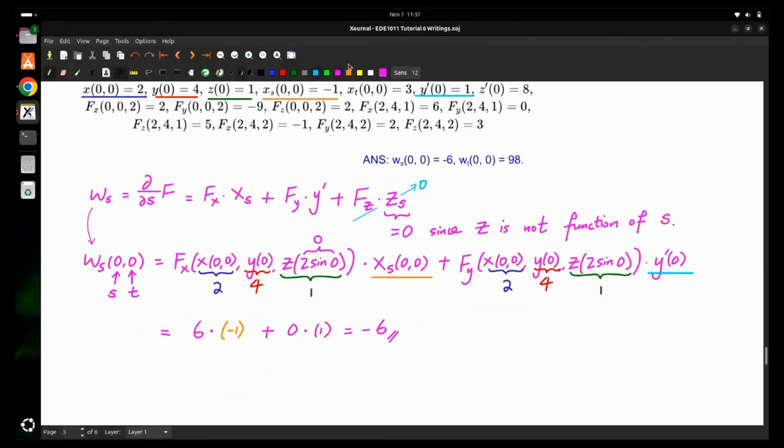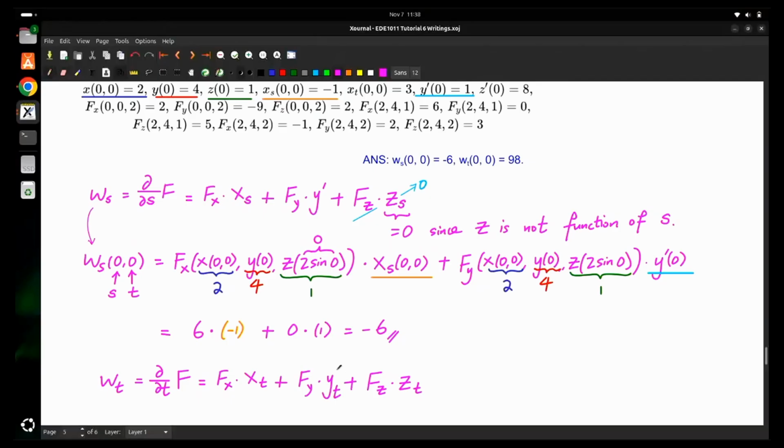W sub T? W sub T is just del T on F. So obviously I have no need to rewrite this, right? I can just copy and paste. I choose all the sub S and just change all the sub S to sub T. You see, so the sub T here. Then this is Y sub T.